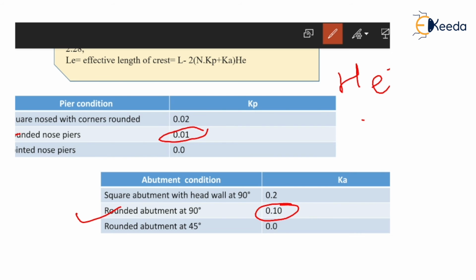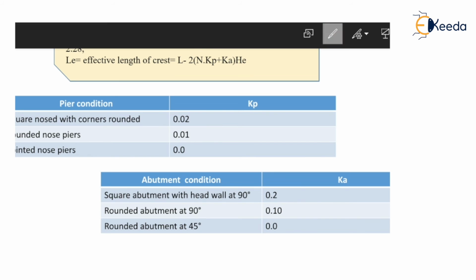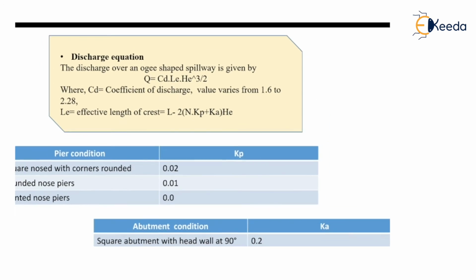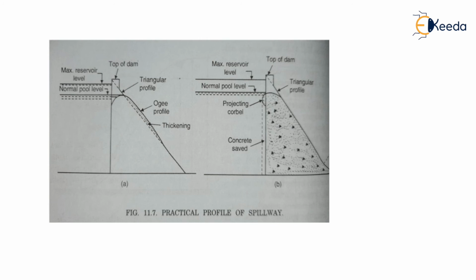So here the number of piers has been given, the length of the crest will be given, and the HD value is also given. So by substituting all these values in this equation, we can easily find out the discharge which is passing over the spillway section, Ogee spillway section. Now the last part that is related to the Ogee profile is, Ogee is like a gravity dam. We have seen the elementary profile as well as the practical profile.